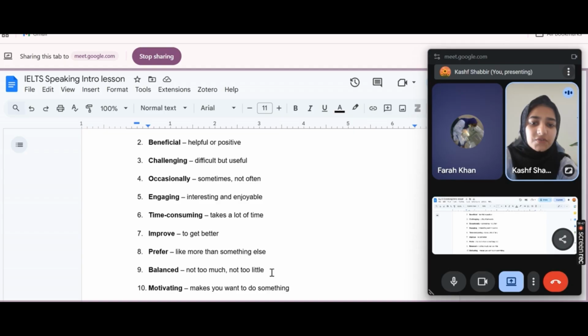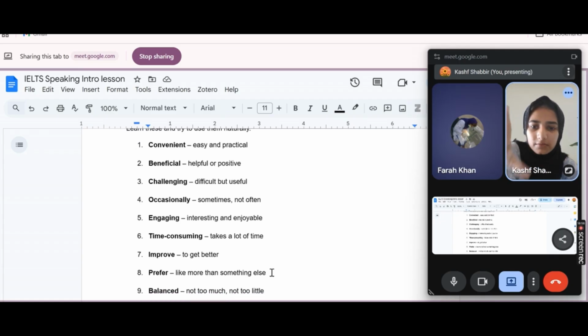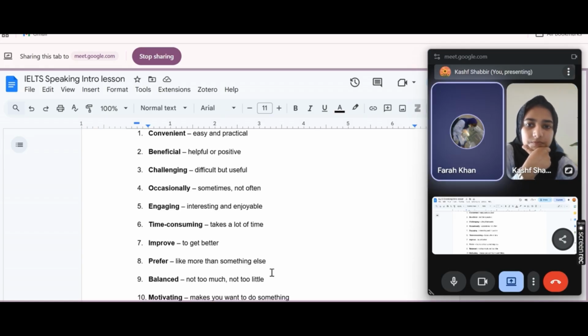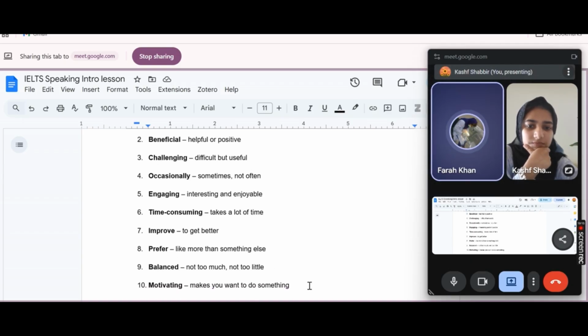This is just for general questions. So you can take a look. I think you might know a few of them already. Just give it a glance, and then we will move on. It's convenient, beneficial, challenging, occasionally engaging, time consuming, improve, prefer, balanced, motivating.